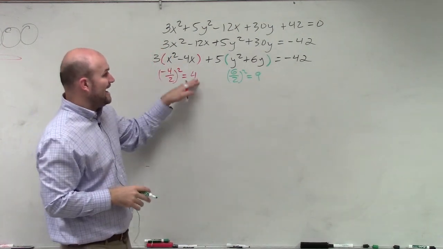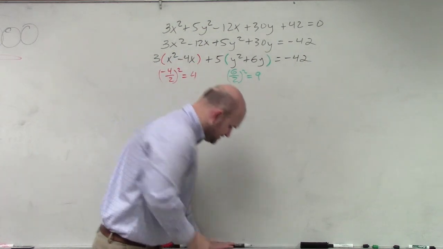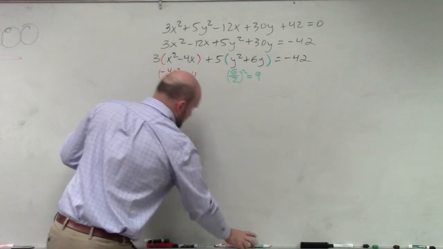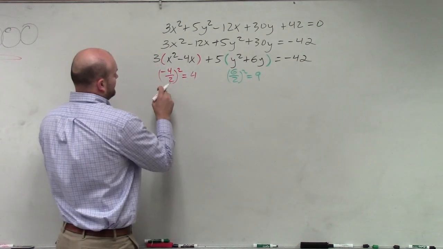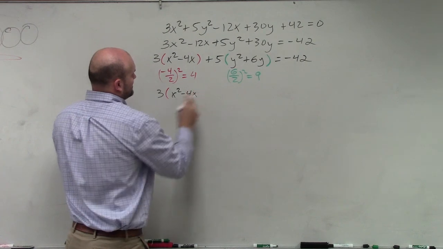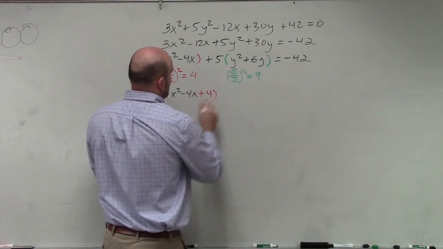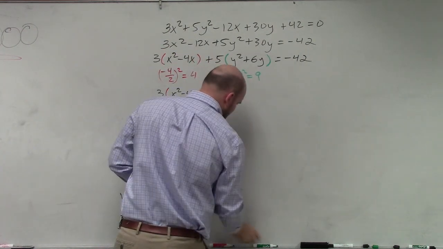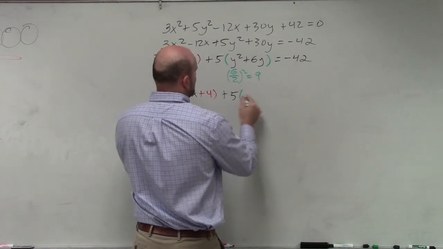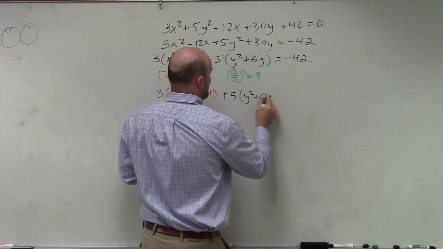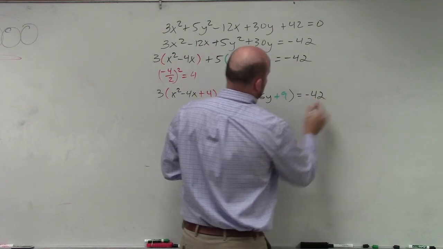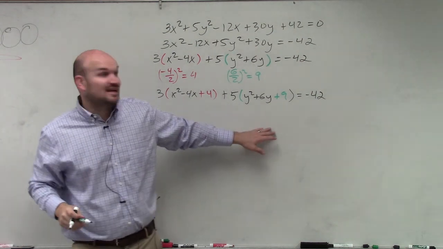Now, we add those terms into both of our parentheses. So the first one would look like this: 3 times (x squared minus 4x plus 4) plus 5 times (y squared plus 6y plus 9) equals -42. Is everybody following what I've done on the left side?